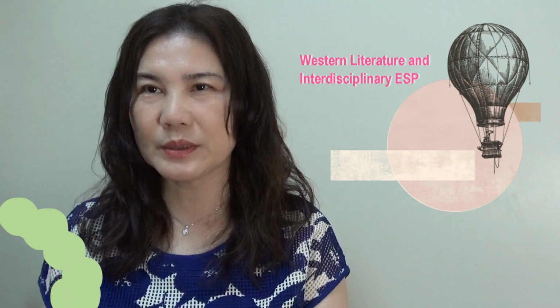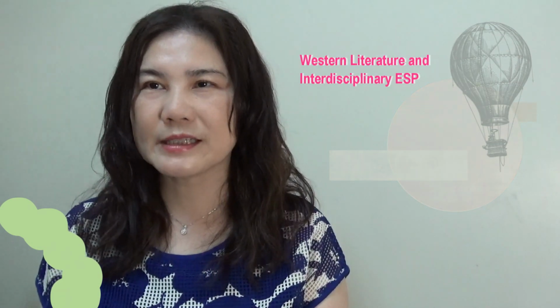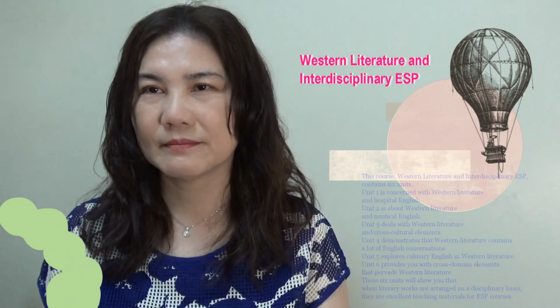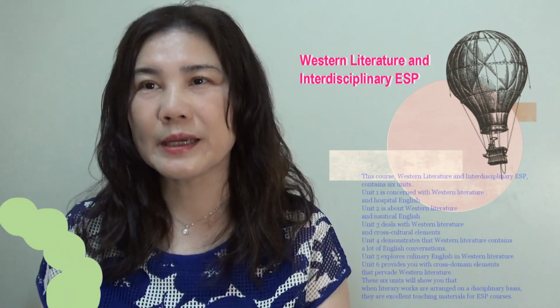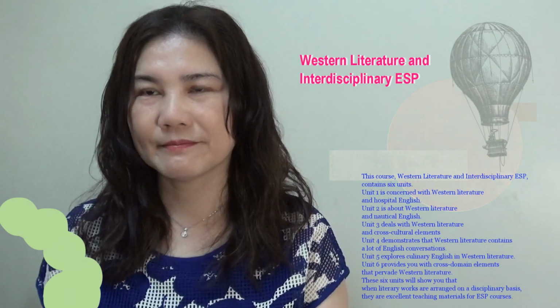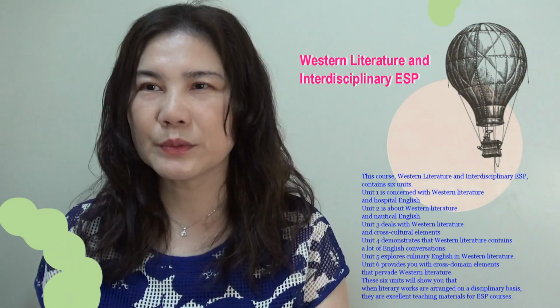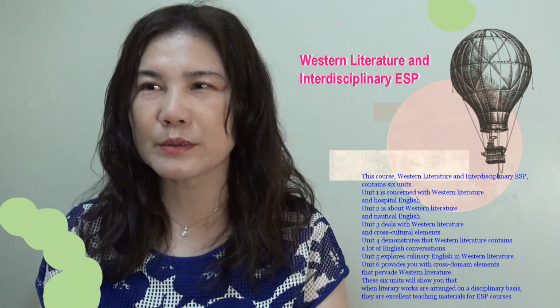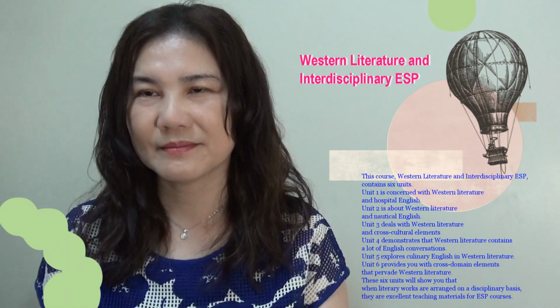This course, Western Literature and Interdisciplinary ESP, contains 6 units. Unit 1 is concerned with Western Literature and Hospital English. Unit 2 is about Western Literature and Nautical English. Unit 3 deals with Western Literature and cross-cultural elements.